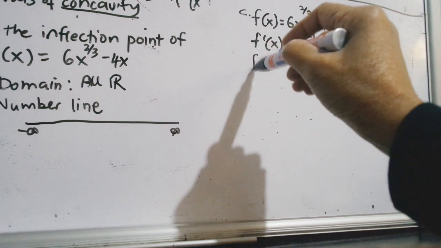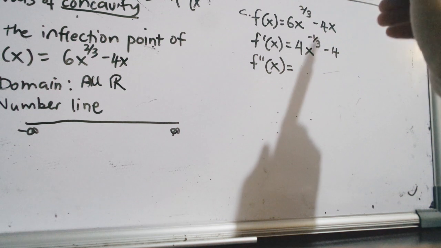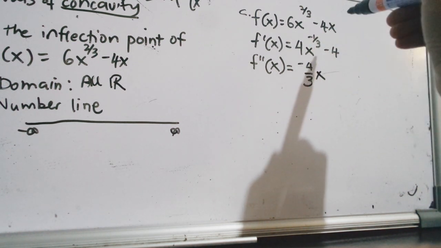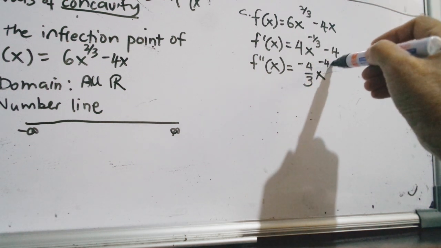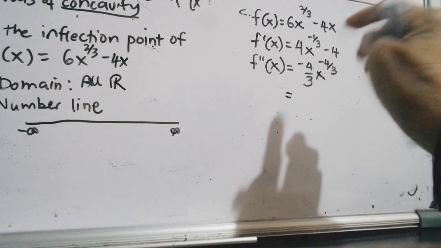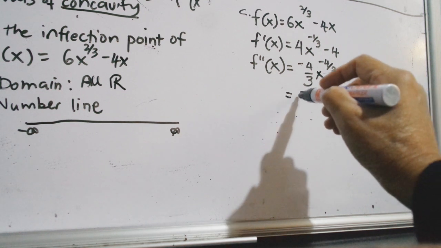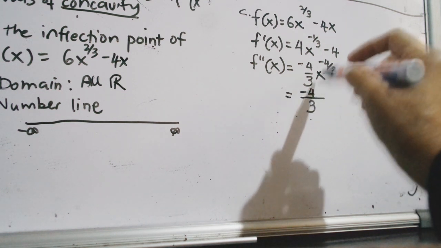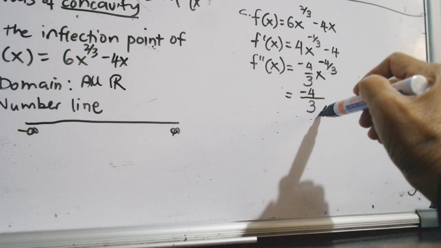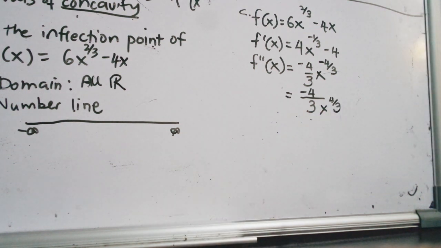Differentiate again because we want to find the inflection point. 4 times minus 1/3 is minus 4 over 3, x to the power of minus 1/3 minus 1, which is minus 4/3. Change that to standard form: minus 4 is a constant, 3 is a constant, and x to the power of minus 4/3 has a negative sign, so we bring it down as x^(4/3) in the denominator. Okay, so this is a quotient form.